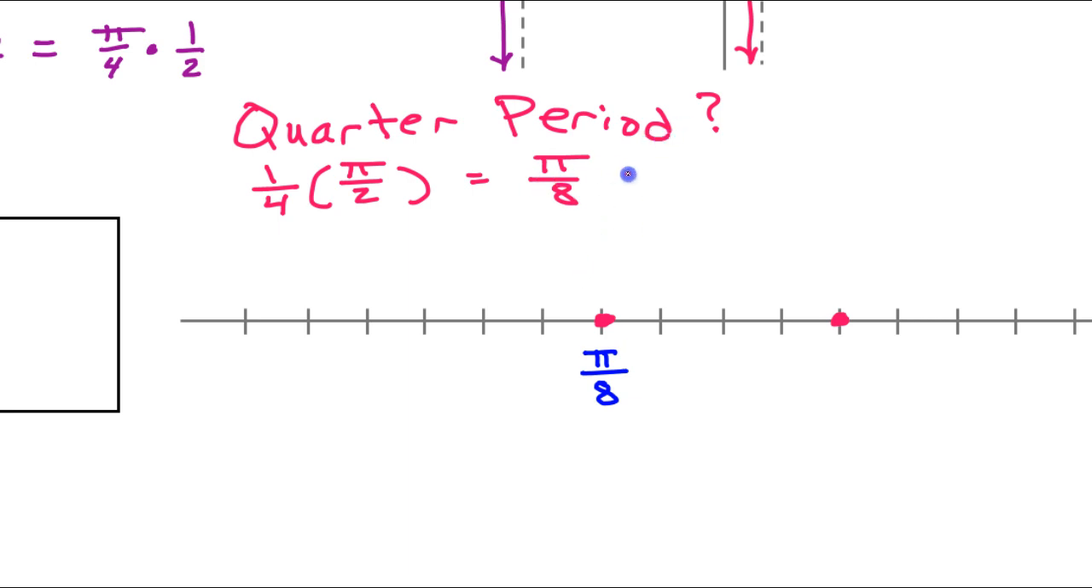That means I should be able to add this repeatedly to get the subsequent values. Every one of these marks is 1/4 of the period, so I should be able to add pi over 8, and then pi over 8, and then pi over 8, and that should give me the other values. You can think of this as 1 pi over 8. If I add pi over 8, I will have 2 pi over 8, and then 3 pi over 8, and then 4 pi over 8, and then 5 pi over 8.